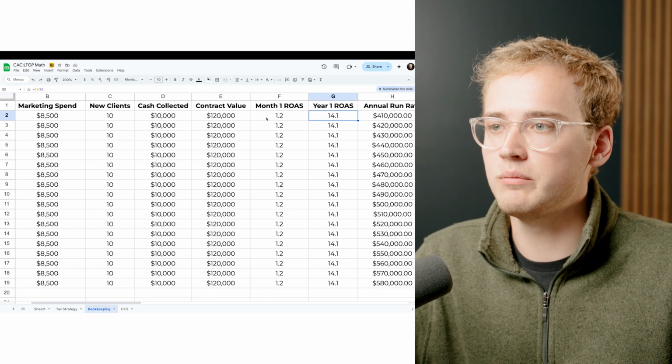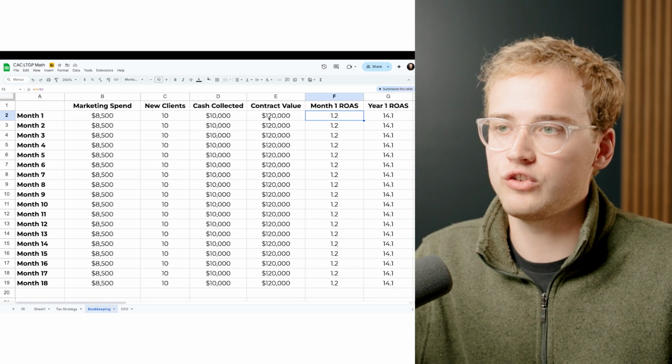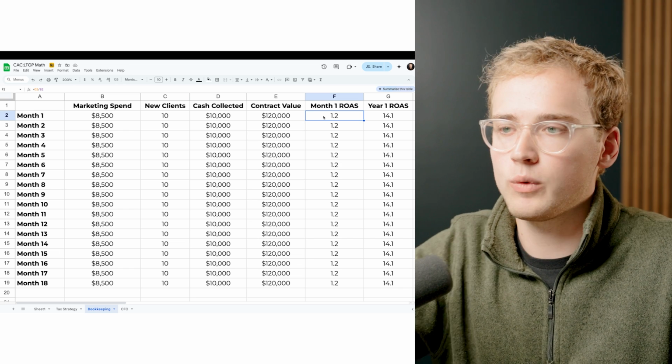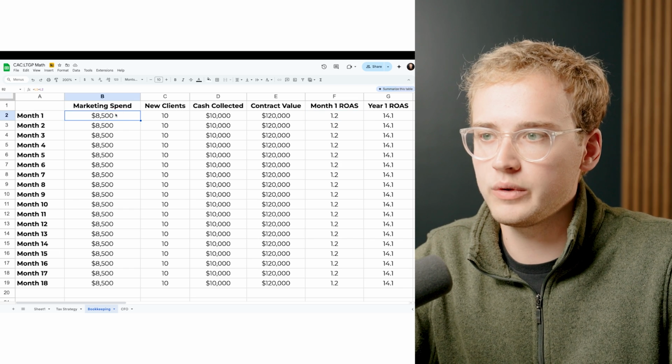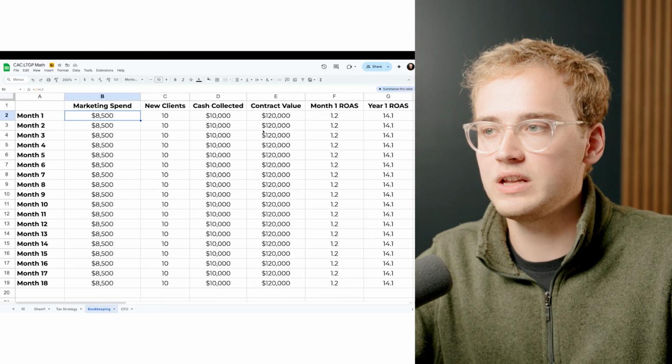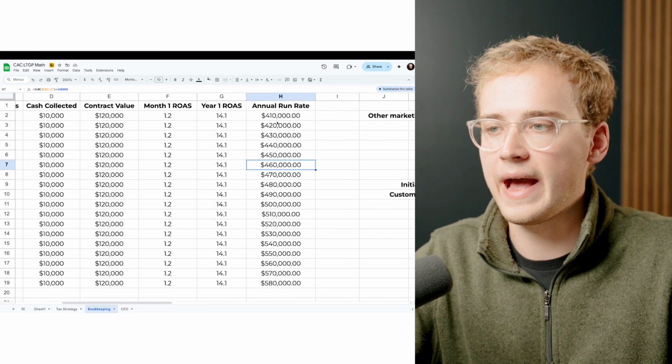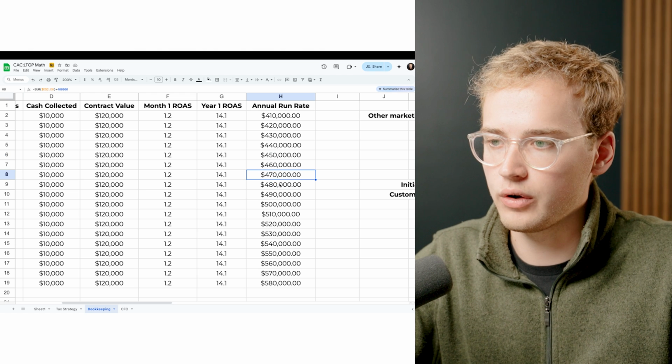So this is a much, much, much better position to be in as a bookkeeping firm or as any type of firm that charges monthly, right? We're making $1.20 for every dollar we spend on marketing. And so that basically means in this case, our annual run rate is going to grow by 10 grand a month. So in other words, we're adding 10 grand a month in recurring revenue every month.